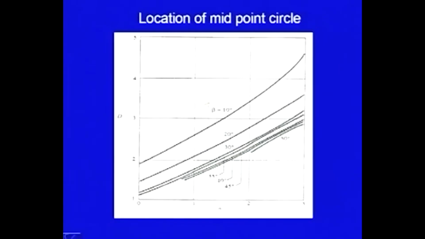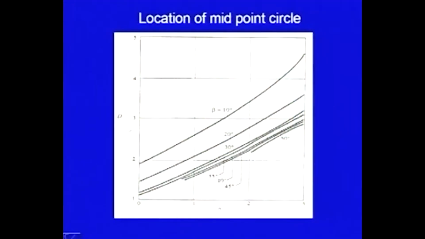Here, this is the chart which can be used to find out the location of the midpoint circle. I defined the parameter d there. d was the ratio of the depth of the firm base to the height of the slope. So, d is here, and another parameter n is here, and for different beta values these are the curves.